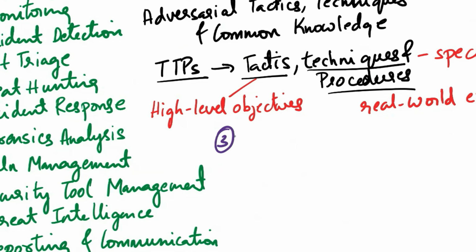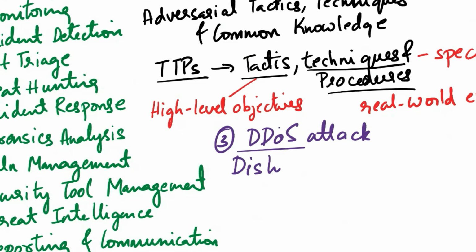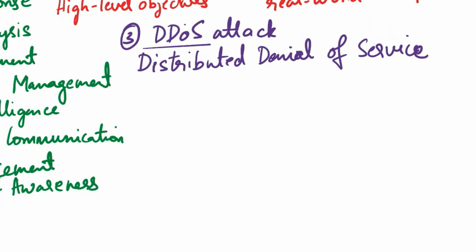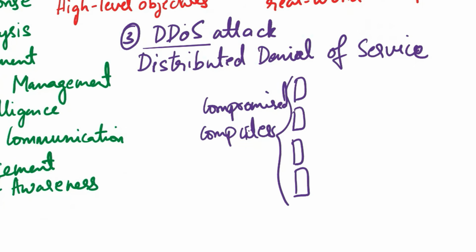How to identify and respond to DDoS attacks. DDoS stands for Distributed Denial of Service. So first, let's understand what DDoS is. It is a type of cyber attack where multiple compromised computers, let's say these are the compromised computers, are used to flood a target system. This is a target system or a network.